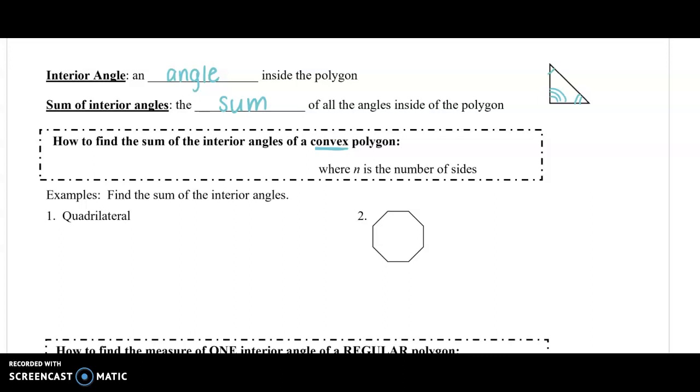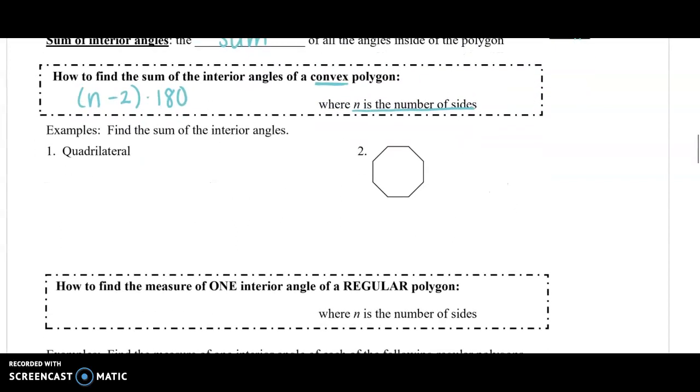Okay, we would take, remember, n is the number of sides. So we do n minus 2, multiply it by 180. So you put in whatever the number of sides is, subtract 2 from it, and then multiply by 180. Okay, that's how you can figure out what the sum of all of the interior angles are for any convex polygon.